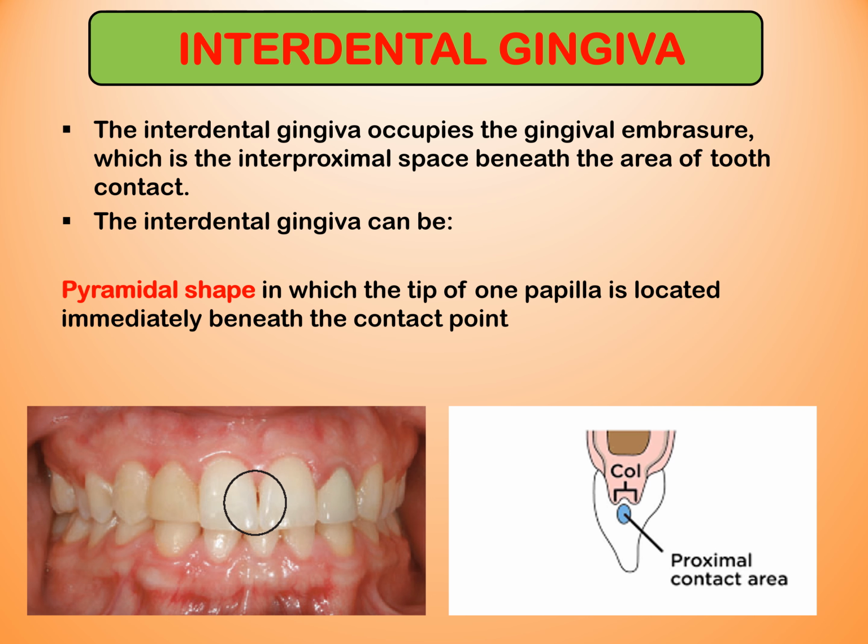Now let's talk about the last type of gingiva, that is the interdental gingiva. Interdental gingiva occupies the gingival embrasure, which is the interproximal space beneath the area of tooth contact. Interdental gingiva can be of two types, that is, pyramidal shape and cone shape. The pyramidal shape is one in which the tip of one papilla is located immediately beneath the contact area.